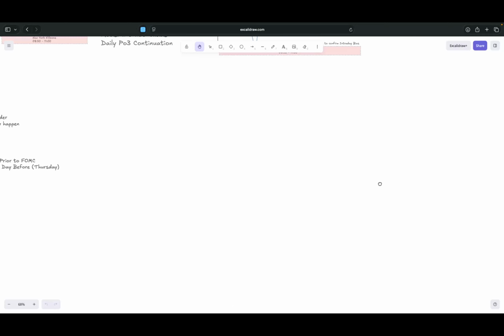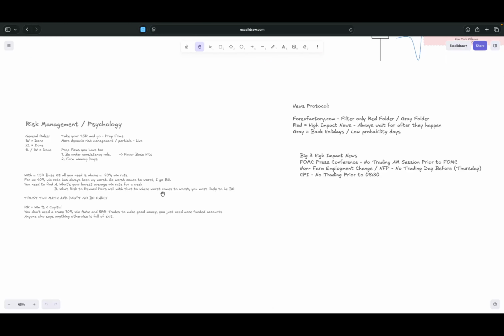So last things last, risk management, psychology, and news protocol. We'll go over news first because that's probably the biggest one. For news protocol, forexfactory.com. Also Financial Juice as well now for Trump speeches and war news, right? So generally forexfactory.com, filter only red folder and gray folder. You can also do orange folder if you want.